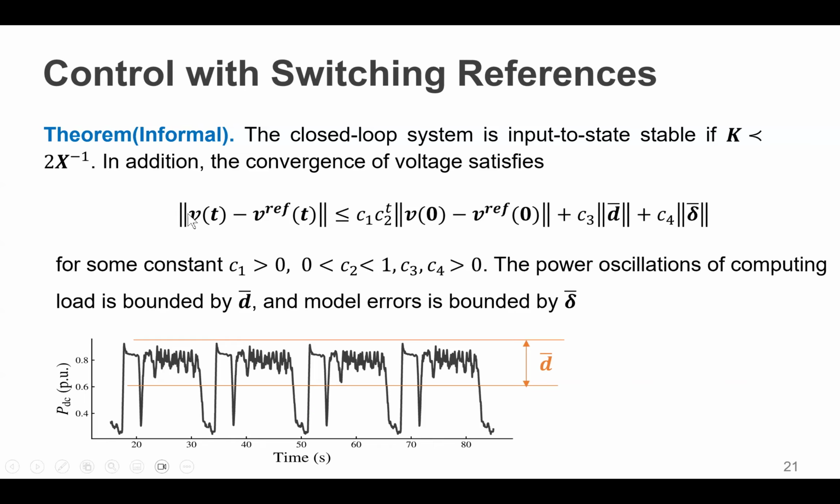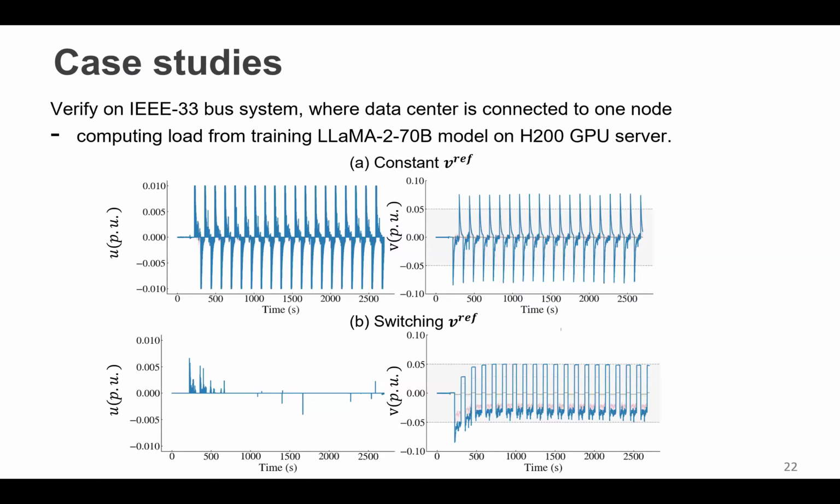Here the left side is essentially the deviation of the voltage from the reference value. The right side, the first term, is the deviation of the initial voltage from the reference value. Because the constant C2 here is smaller than 1, this term will decay to 0 over the time steps. The other terms are the impact from the in-phase oscillations of the computing load and also from the model errors. As long as the power oscillations and the model errors are bounded, they lead to some bounded impact on the voltage deviations from their reference value. Now after we have this design, we can also see its performance.